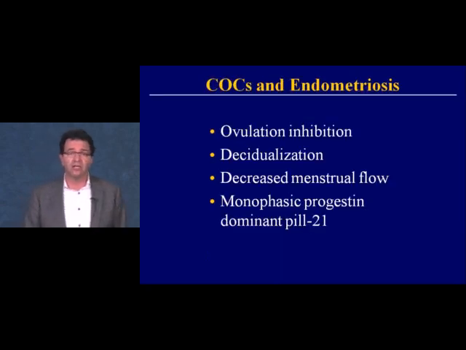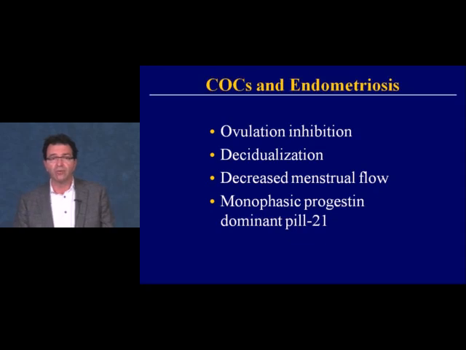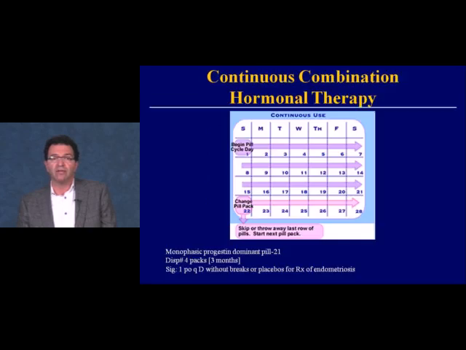So combination hormonal therapy is really inhibiting ovulation, causing decidualization of the endometrium, and decreasing menstrual flow, and we're trying to use a monophasic progesterone-dominant pill. Now I spend a lot of time trying to explain to women how to take the pill this way. We want them to take the 3 weeks of the hormonal pills, and then when they get to the first placebo pill, they do not take placebos, and they start a new package immediately, starting back at the beginning. So they use more than one pack of pills per month.